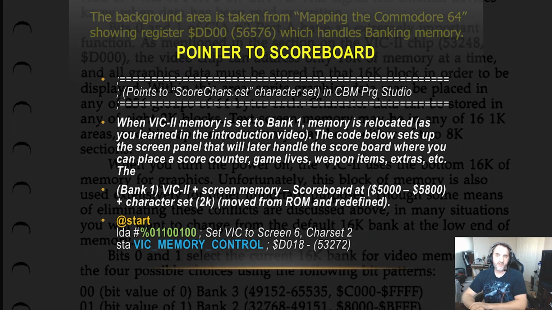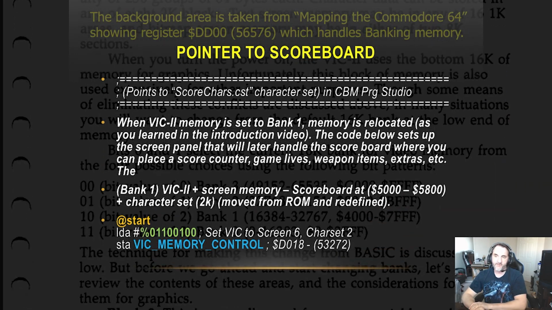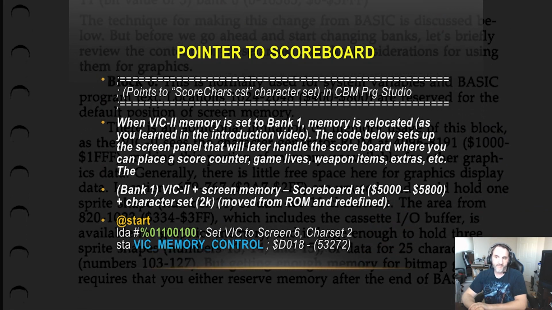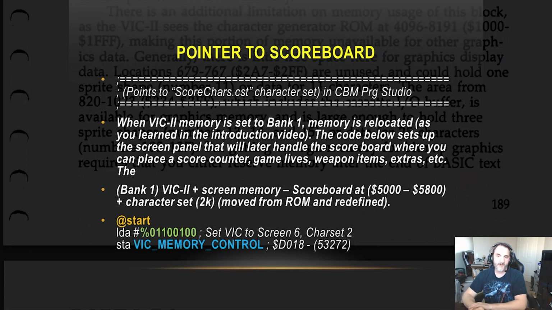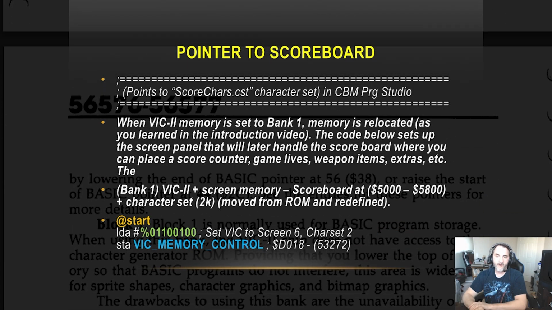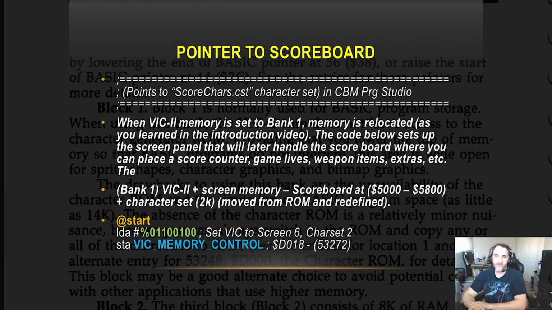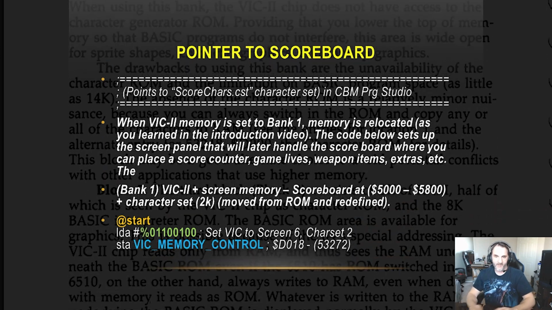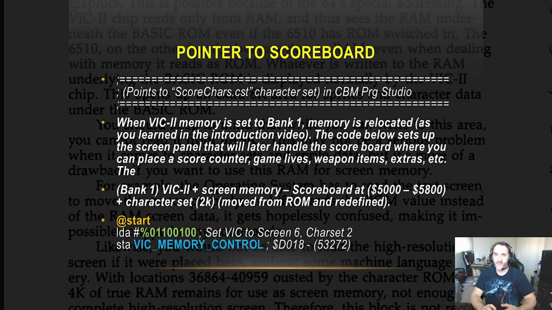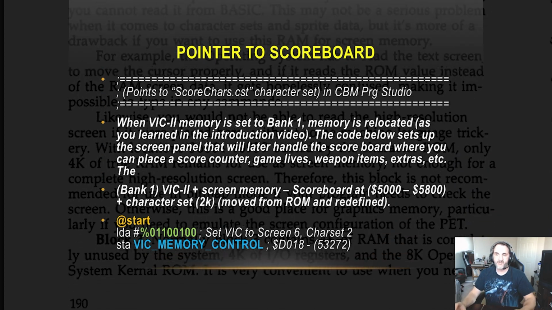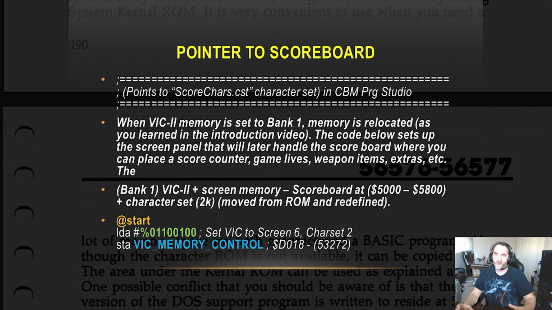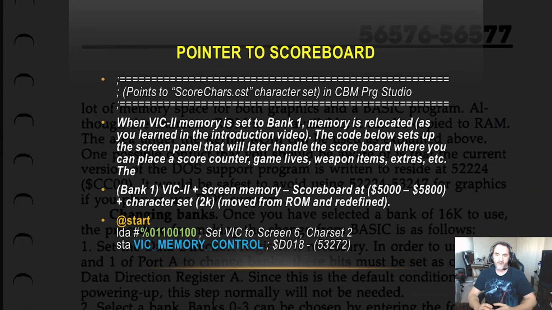The code below sets up the screen panel that will later handle the scoreboard, where you can place a score counter, game buys, weapon, items, extras, and so on. Bank 1, bit 2 is set up like this. You think of it like in blocks, right? When you're banking out bit 1, you have this 16K area of RAM accessible where you can essentially define your own setup here.